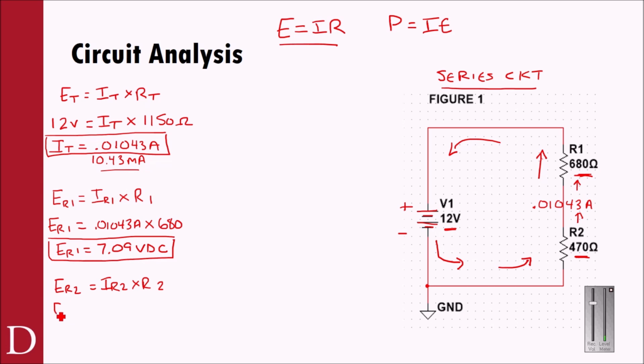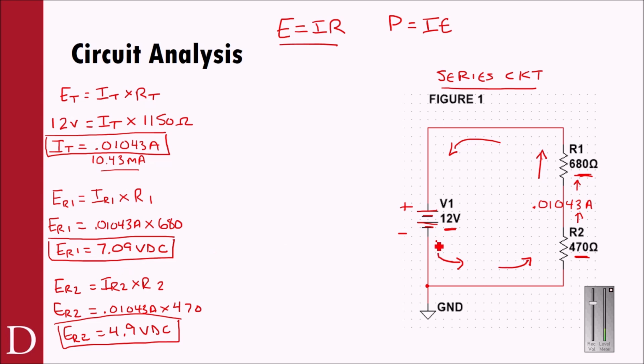And so E of R2 is going to equal 0.01043 amps. I'm going to multiply that by R2, which is 470 ohms. And I'll do that on my calculator here, 0.01043 times 470. And I get 4.9. E of R2 equals 4.9 volts DC.